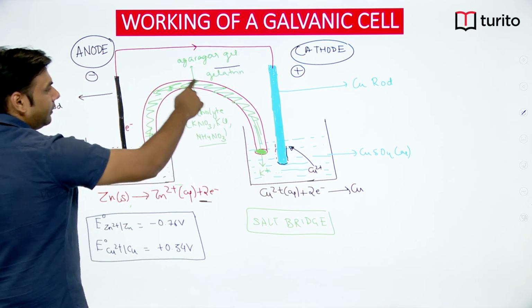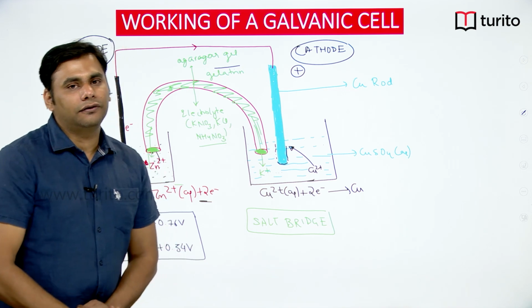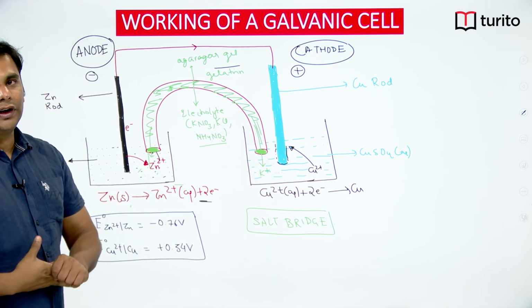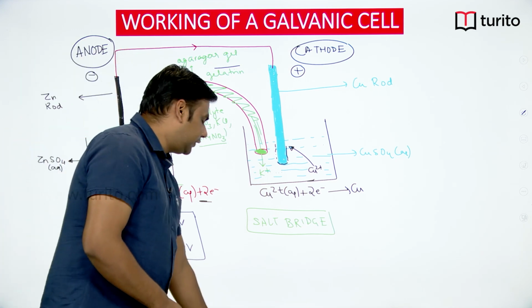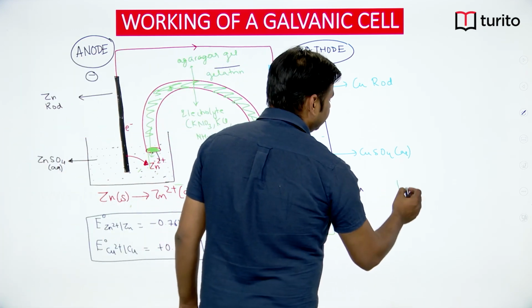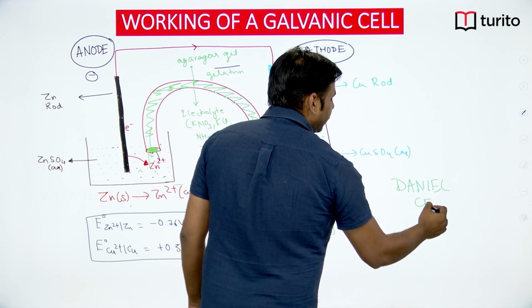So this is how we say that a galvanic cell is working. Hope this is clear to you. So this is the basic working of a galvanic cell. This is also known as a Daniell cell. So this is it.